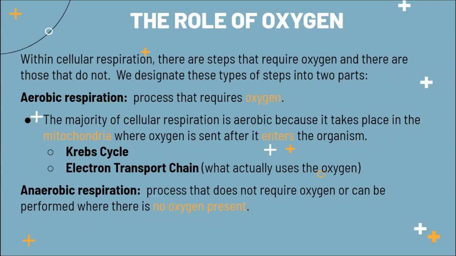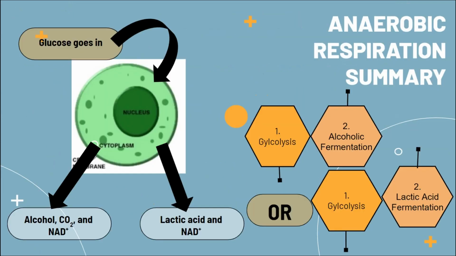Then we have the anaerobic. And remember, like abiotic versus biotic, having that AN in front of it means no. So it's really just saying no air or no oxygen respiration. This is a process that does not require oxygen and can be performed where there is no oxygen present. In this case, we have two different types. We get either alcoholic fermentation or lactic acid fermentation, depending on what we have and what organism is doing the process. In this case, glucose goes in. We don't have the oxygen component, but we can still make a little bit of energy from it.